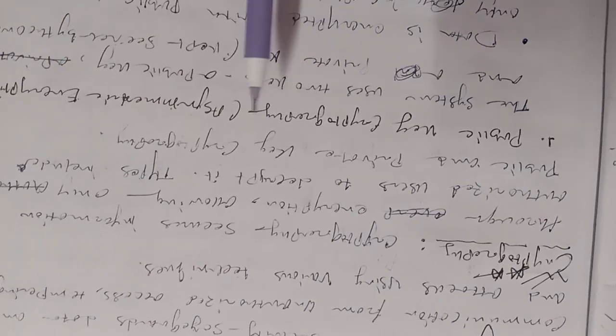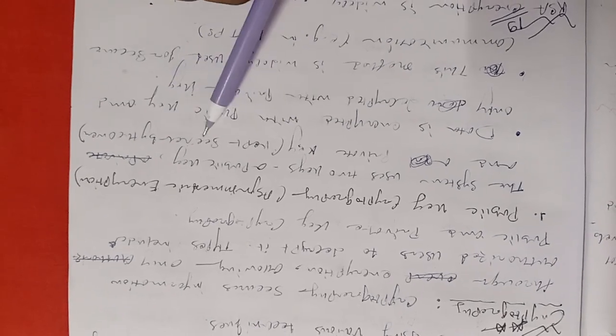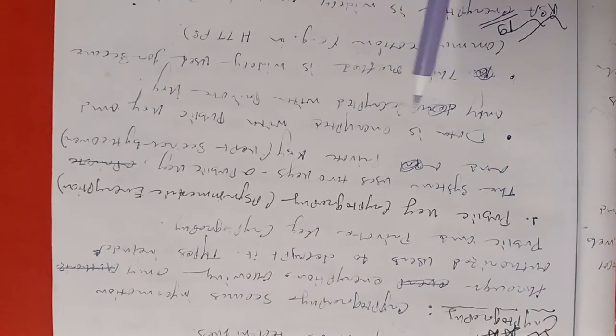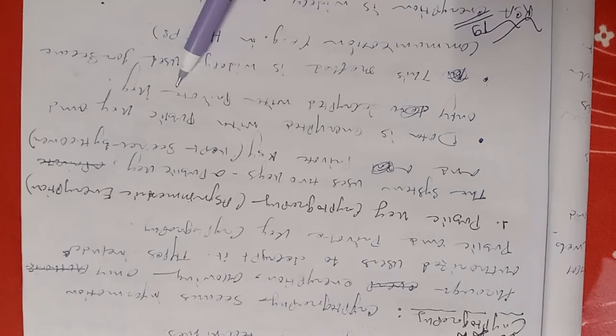So let's see what is public key cryptography. Public key cryptography is also known as asymmetric encryption. The system uses two keys, a public key and a private key. The private key is kept secret by the owner. Data is encrypted with the public key and only decrypted with the private key.